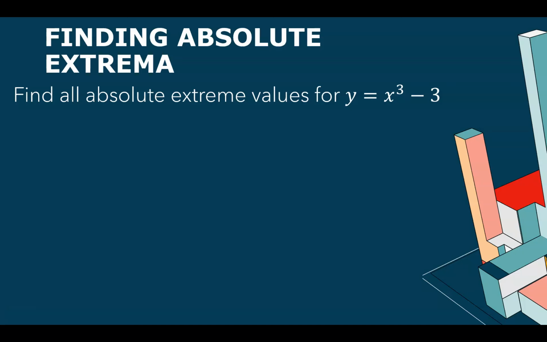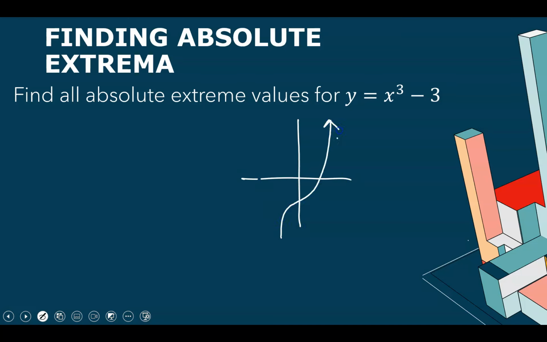So what about x cubed minus 3? Well, maybe we can think about that graph. I know what x cubed looks like, so x cubed minus 3 looks like this. And I guess that's funny. That doesn't seem to have a maximum or a minimum, looking at those end behaviors.